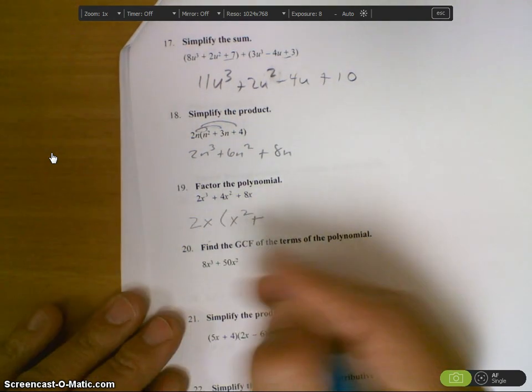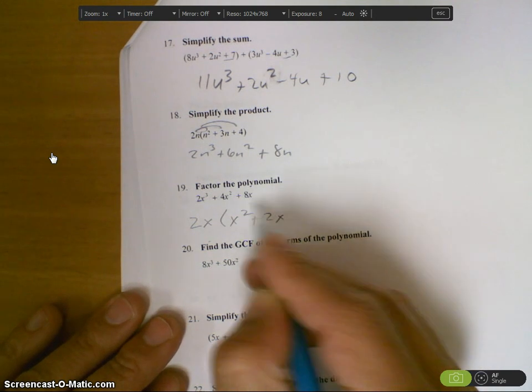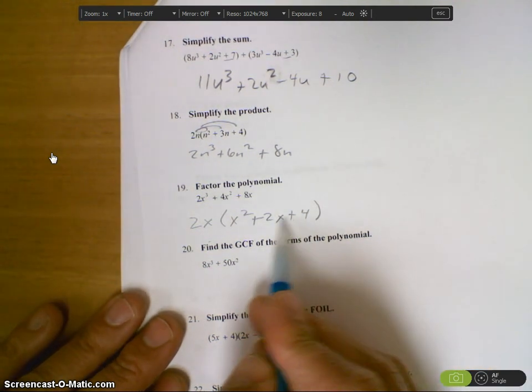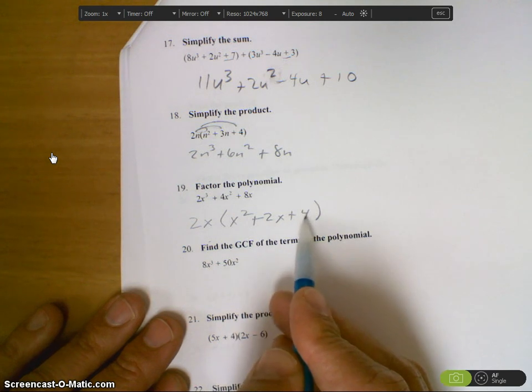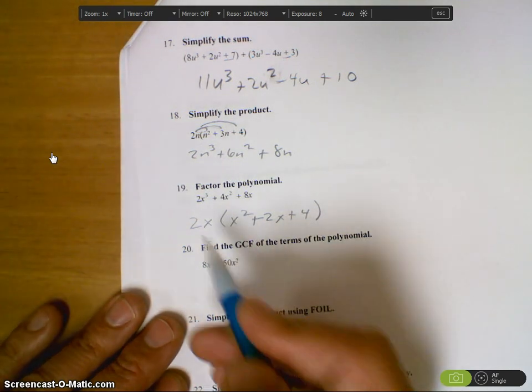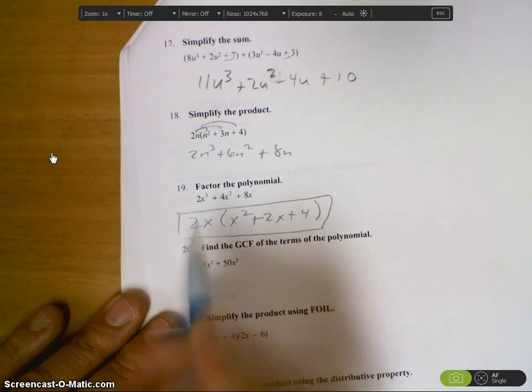plus 2x plus 4. Factors of 4 that add to give you 2. 4 and 1 is 5, and 2 and 2 is 4. So this is prime. You can't factor this. That is the answer. Just a GCF problem there.